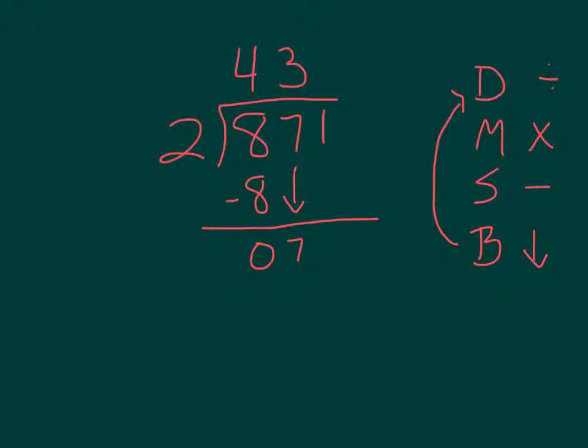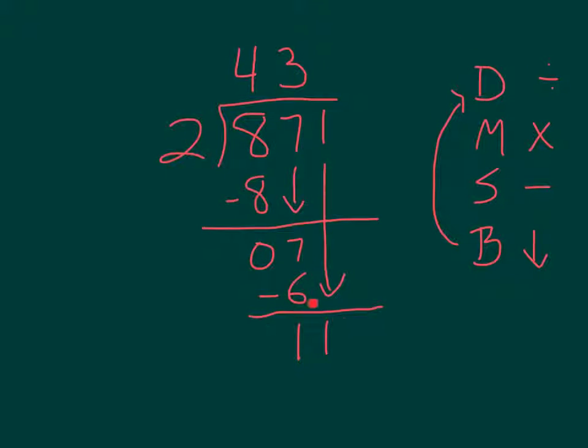So 2, 4, 6. Okay, and now I multiply. So now I take the 3 times that by 2, and I get 6. So there's my 6. Okay, now I subtract. 7 minus 6 is 1. And now I bring down. Okay, so now I'm dealing with 11. I'm going to go back up here to dividing.